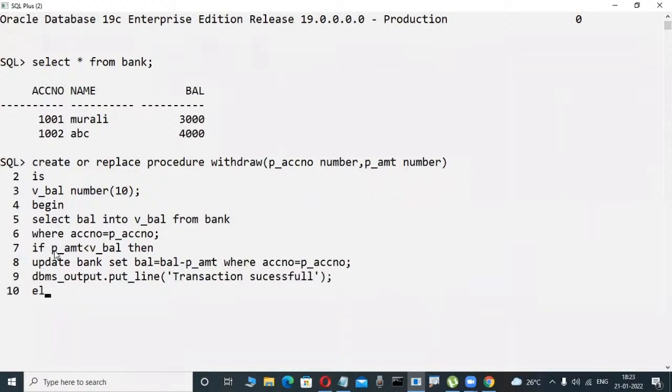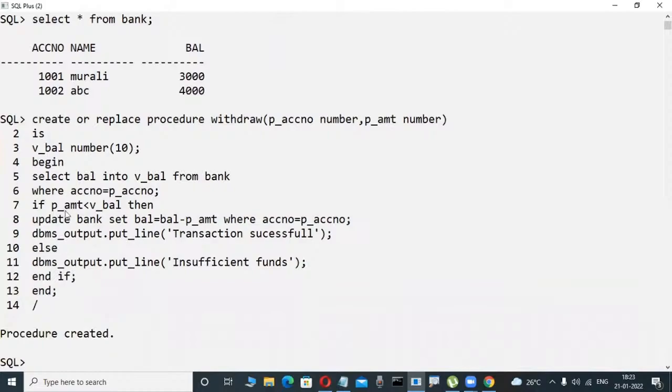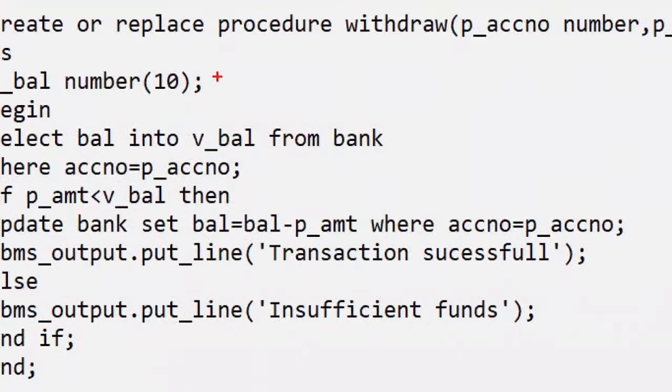Else, simple coding, some coding is there. And now check it out here. Insufficient funds. Else, insufficient funds. Okay, some codings are there. This is not a difficult coding, take it easy. Now check it out. I'm writing a procedure, for example. Observe it here, some coding I'm writing. This is very easy coding.